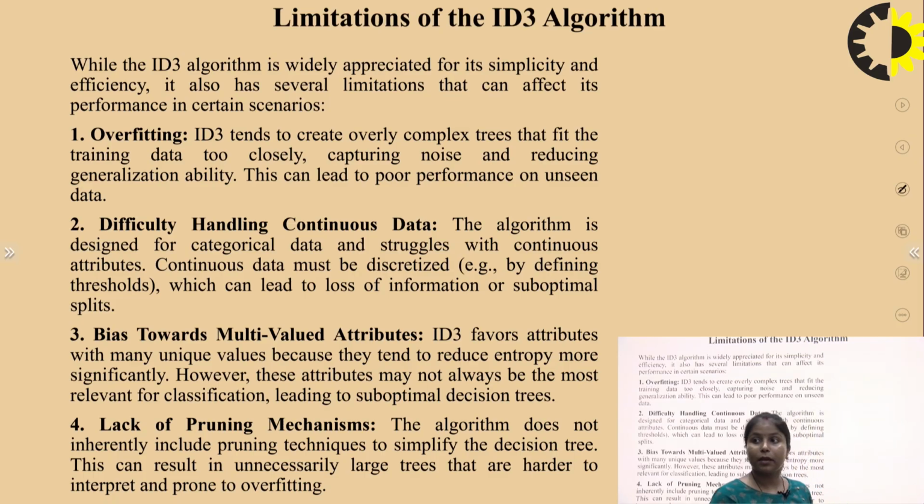And bias toward multi-valued attributes: the ID3 algorithm favors attributes with many unique values, as they tend to reduce entropy significantly. And lack of a pruning mechanism: the algorithm does not inherently include pruning techniques to simplify the decision tree.